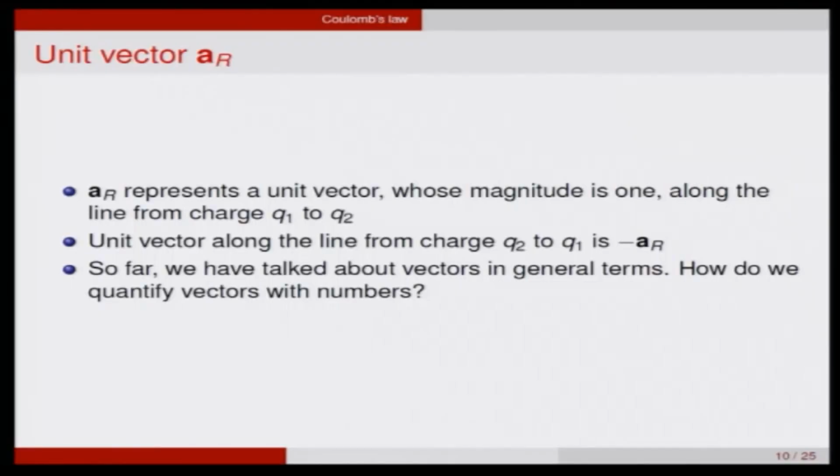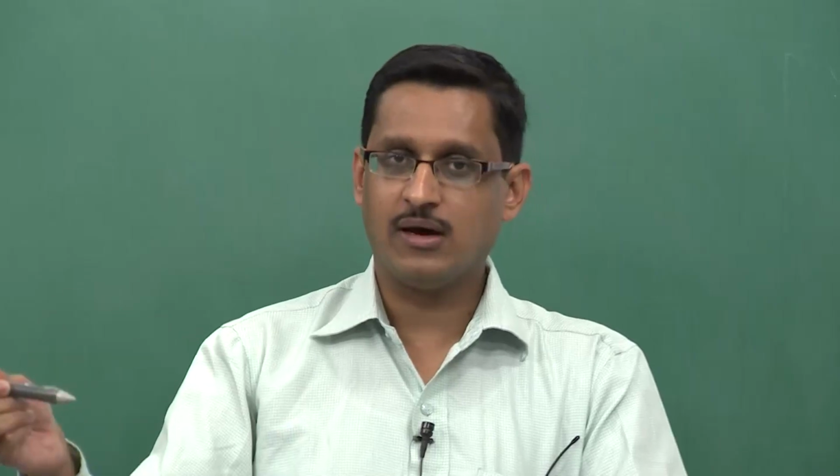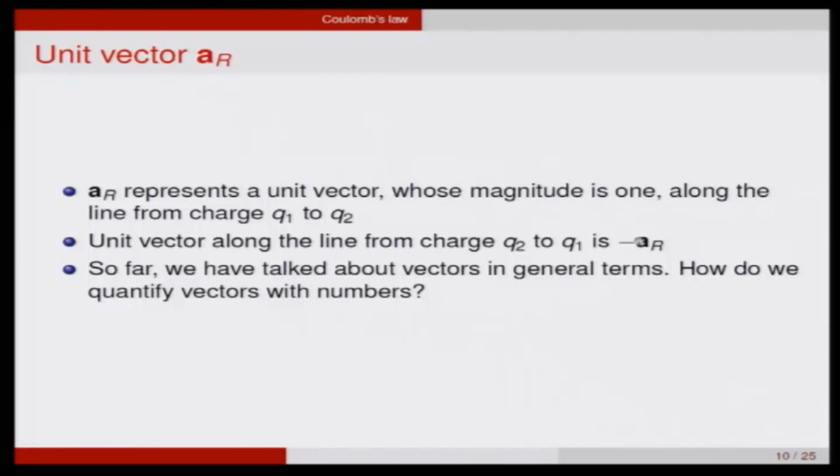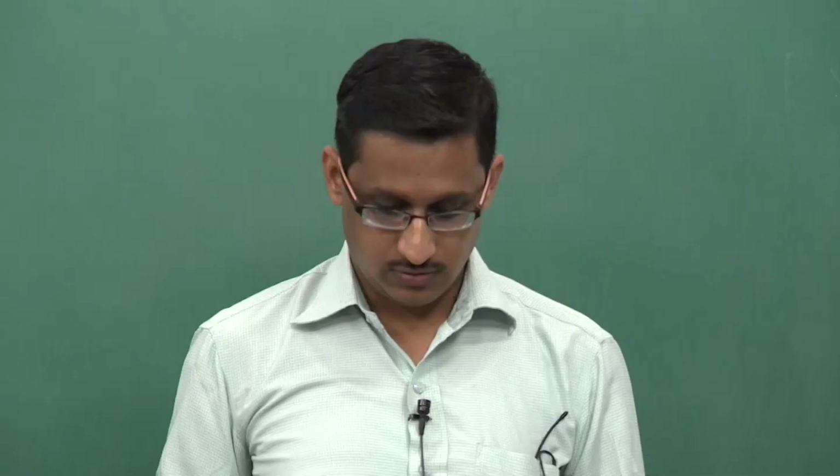There is one more thing, this is again a vector quantity. AR represents the unit vector whose magnitude is 1 along the line from charge q1 to q2. Okay. If you want to specify a unit vector along a line that joins q2 to q1, that is a vector that originates from q2 back to q1, that unit vector will simply be minus AR, right. So, it will simply be the negative of AR, and this part is hopefully very familiar to you. So far we have talked about vectors in their general terms. We now quantify vectors with numbers using coordinate systems, or we will quantify vectors using vector analysis.